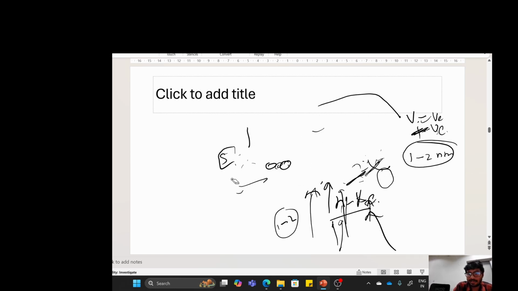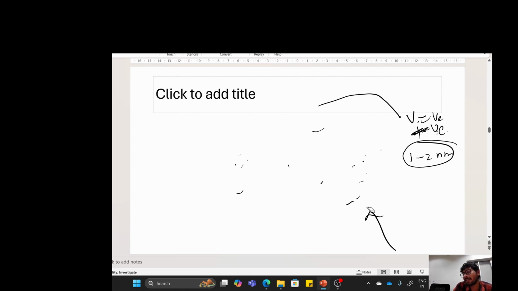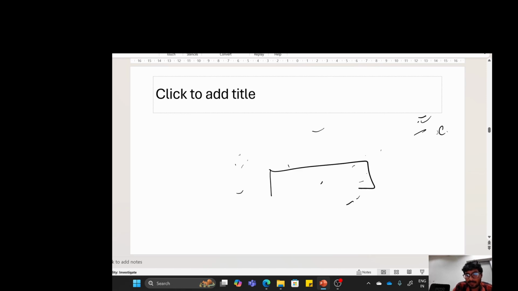Can I just remove this? Okay, that is just a PN junction. If you have this, this is N type, and this is a highly doped P region, P plus plus.